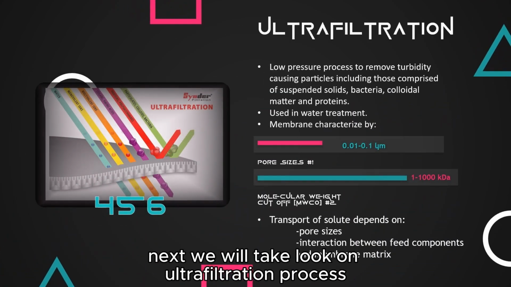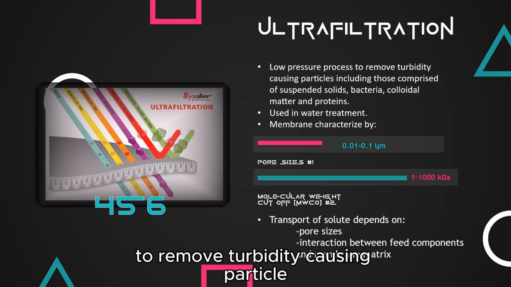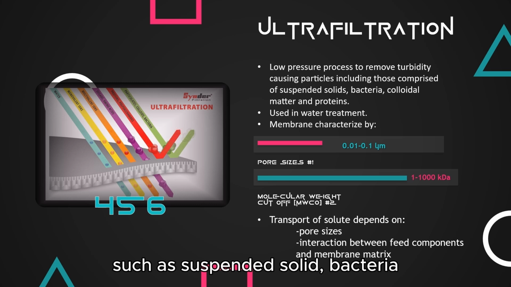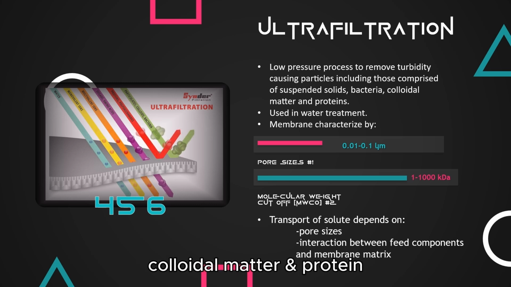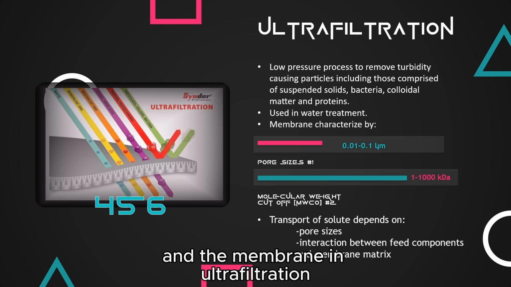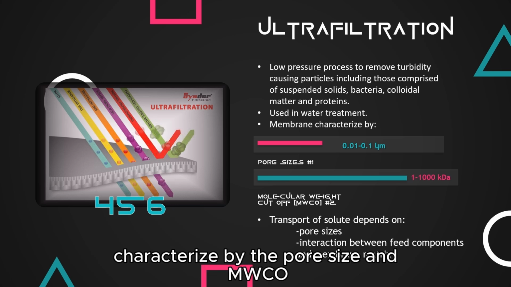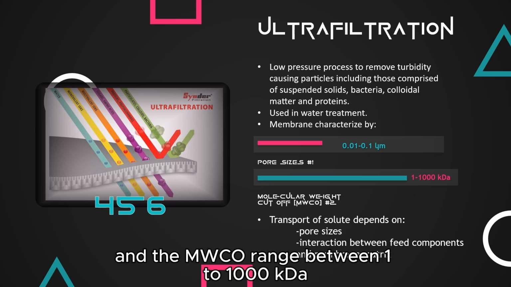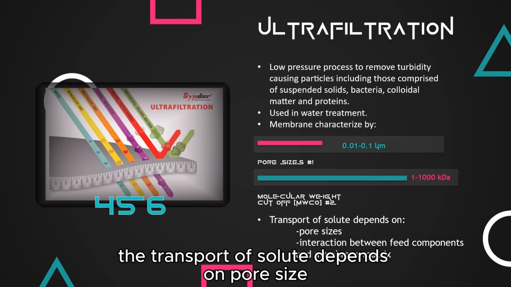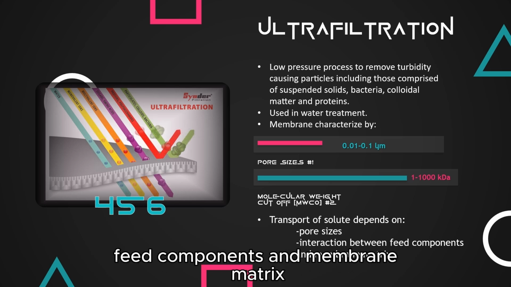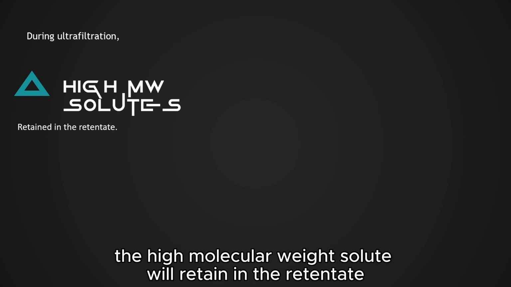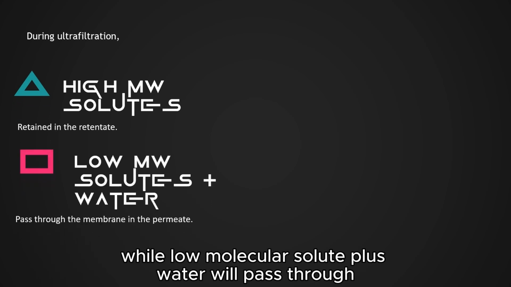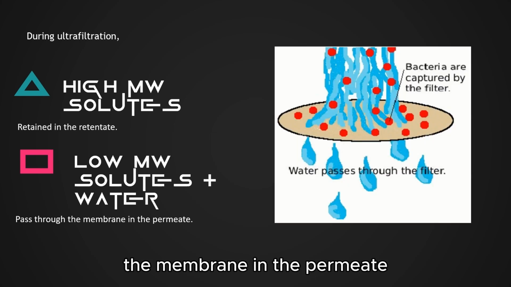Next, we will take a look at the ultrafiltration process, which is a low pressure process to remove the turbidity-causing particles such as suspended solids, bacteria, colloidal matter, and protein. It is widely used in water treatment and the membrane in ultrafiltration is characterized by pore size and MWCO, where the pore size ranges between 0.01 to 0.1 micron and the MWCO ranges between 1 to 1000 kDa. The transport of solute depends on pore sizes and interaction between feed components and membrane matrix. During ultrafiltration, the high molecular weight solute will be retained in the retentate, while low molecular weight solute plus water will pass through the membrane in the permeate.